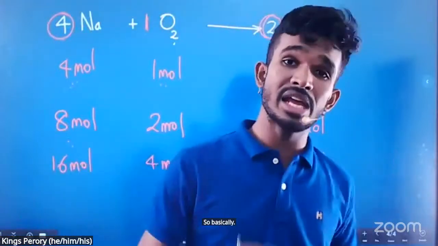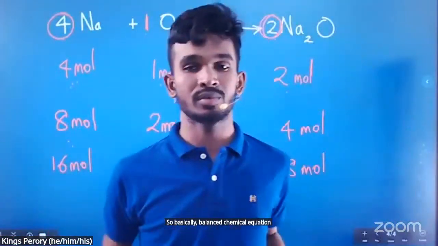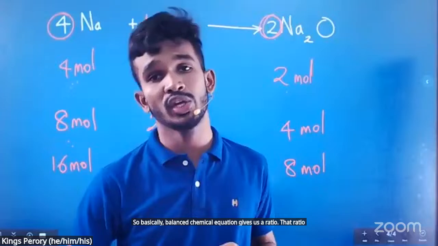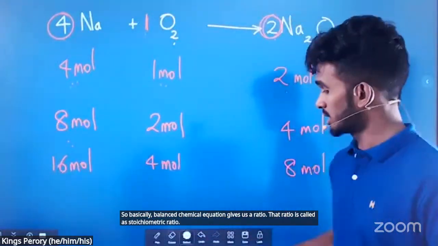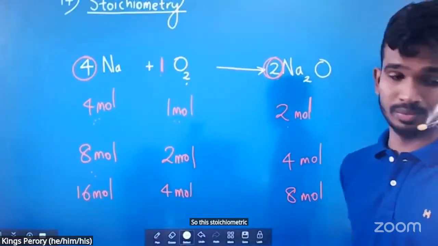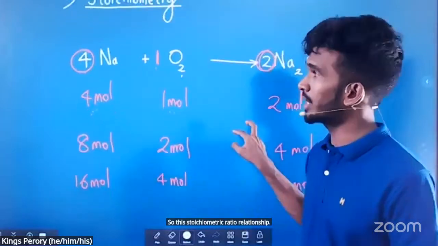A balanced chemical equation gives us a ratio. That ratio is called a stoichiometric ratio. So this is the stoichiometric ratio relationship. It gives us the stoichiometric ratio relationship.